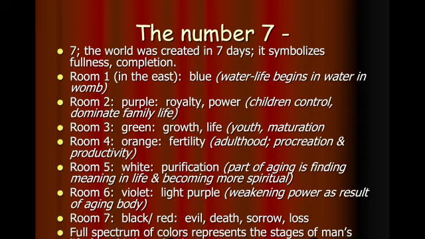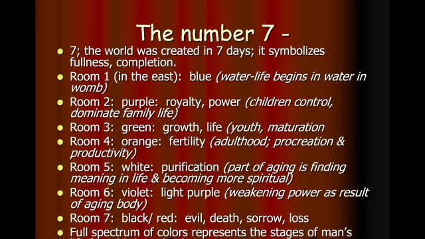Maybe perhaps because we start off with room number 1 being blue, and we start off in the east where the sun usually rises, it could mean water, which life begins in water in the womb. For room number 2 being purple, that would be Prince Prospero. Shows royalty, shows power. Usually it shows a dominance of family life. And so this sense of family, this sense of power usually comes with the color purple.